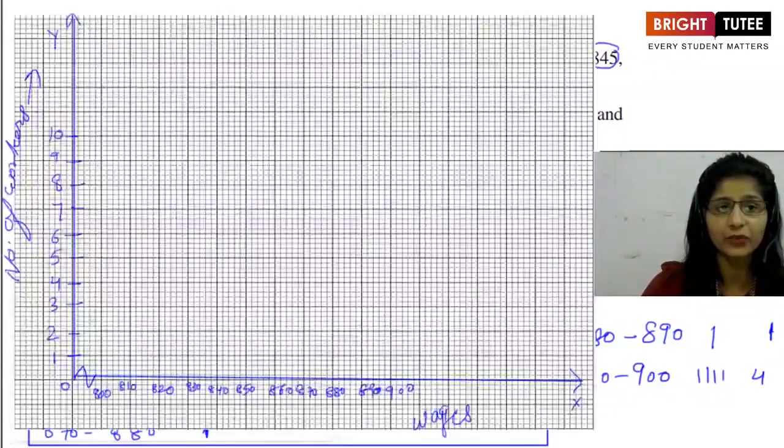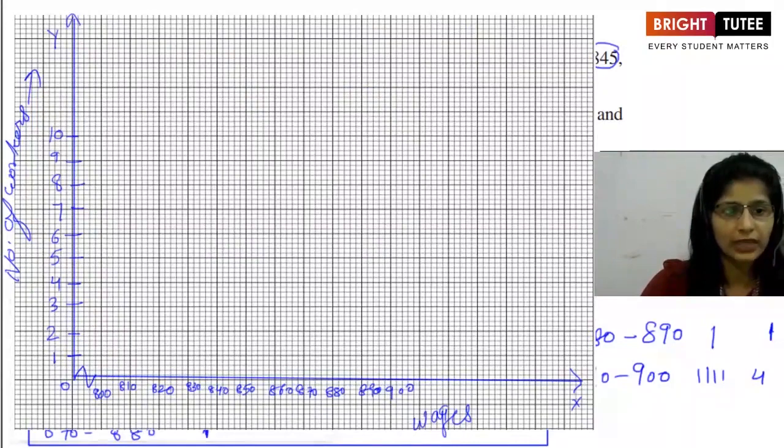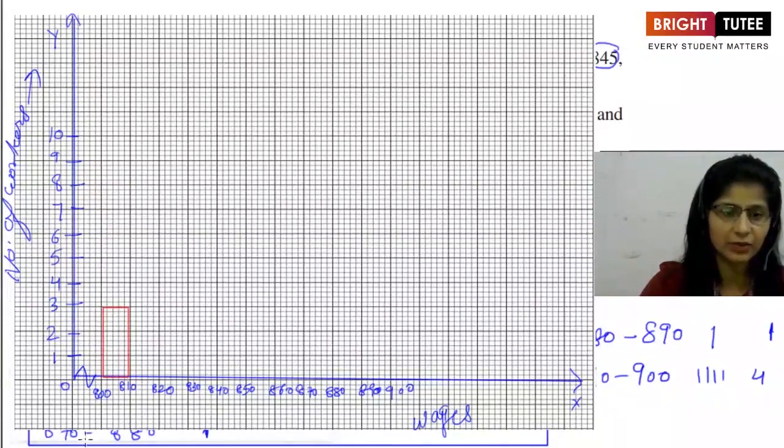800 to 810, we have 3. So let us make bars. Okay, so making bars now. 800 to 810, we have 3. So 3 is here. We will draw it like this, right? This is the first information that we have depicted.